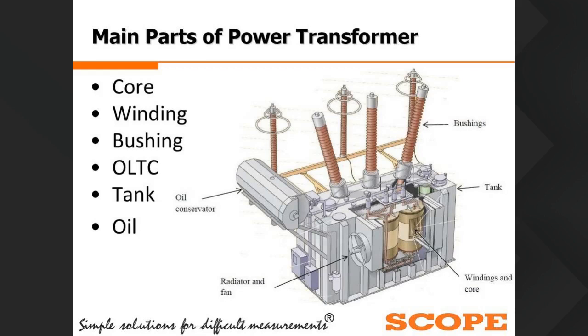So there are various types of OLTCs. The most commonly used OLTCs are inductive and resistive. So we can say 30% of failures of transformers are due to OLTC issues. So it is important to monitor the healthiness of the OLTC. Then tank, we can say tank is also an important part. Then oil. Oil is also an important part, the mineral oil normally used in the transformer for the cooling purpose.